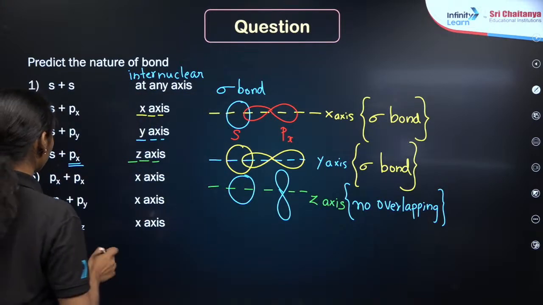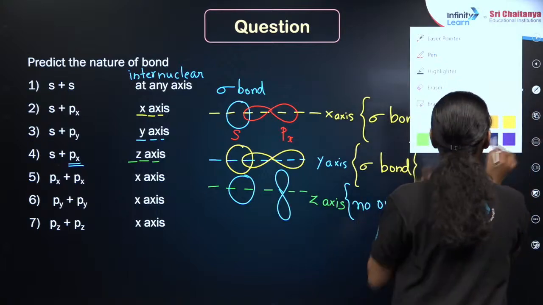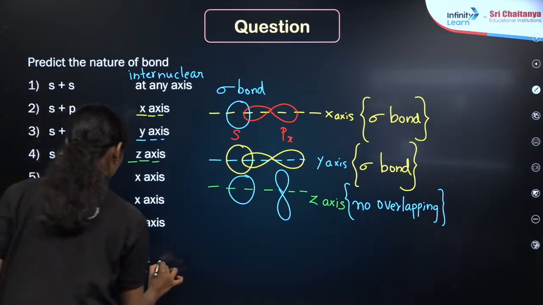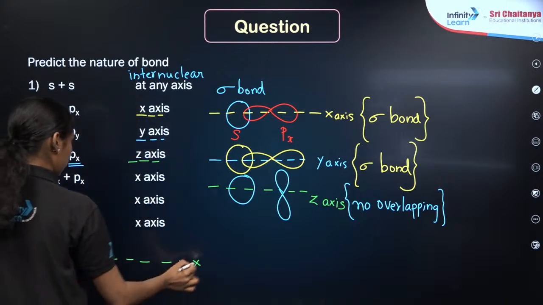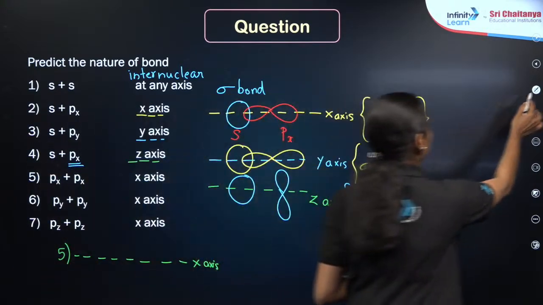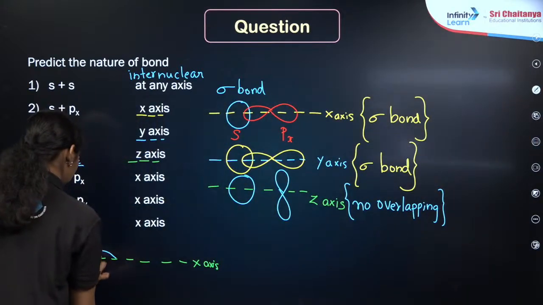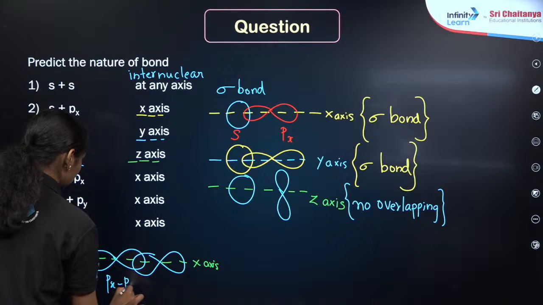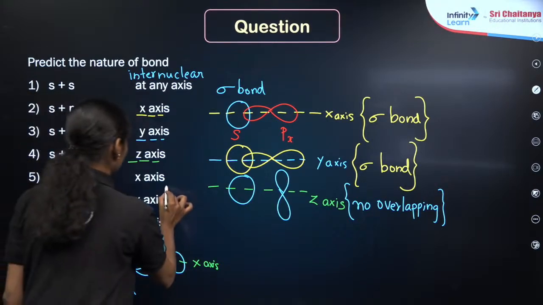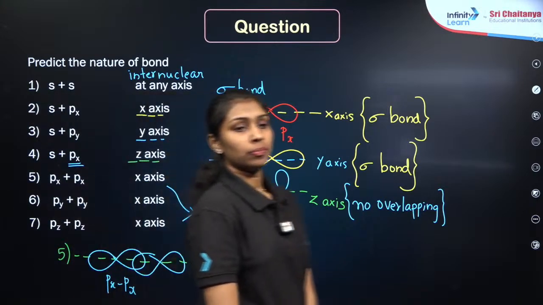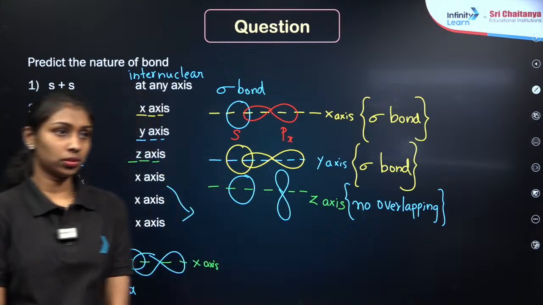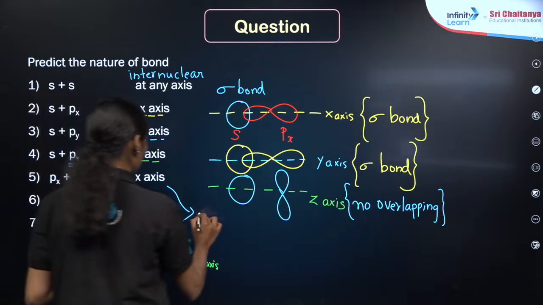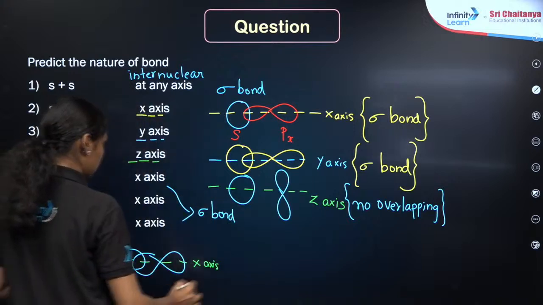Now, what about the next one? Fifth one. Again sigma bond, right? This is the px orbital. Again it will undergo the head-on overlapping to form px sigma bond. So fifth one is again sigma bond. Then what about the sixth one? Sixth one.